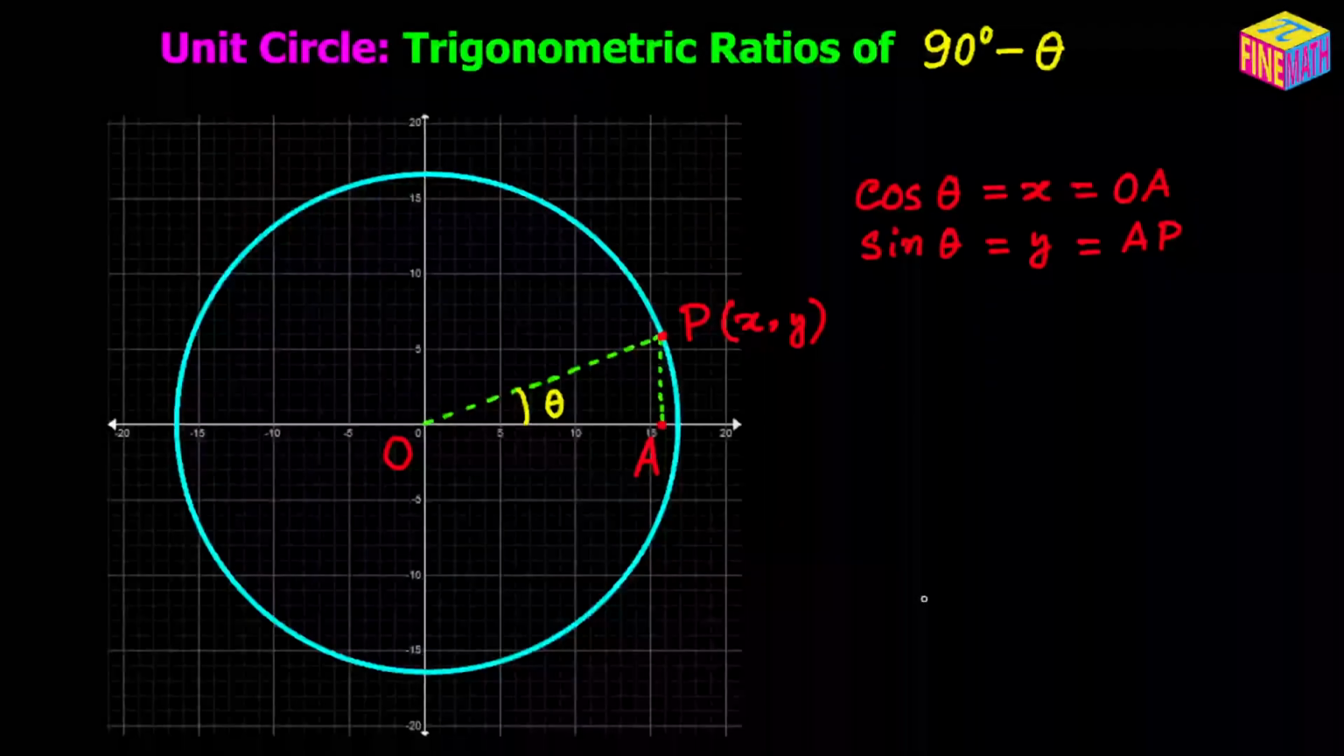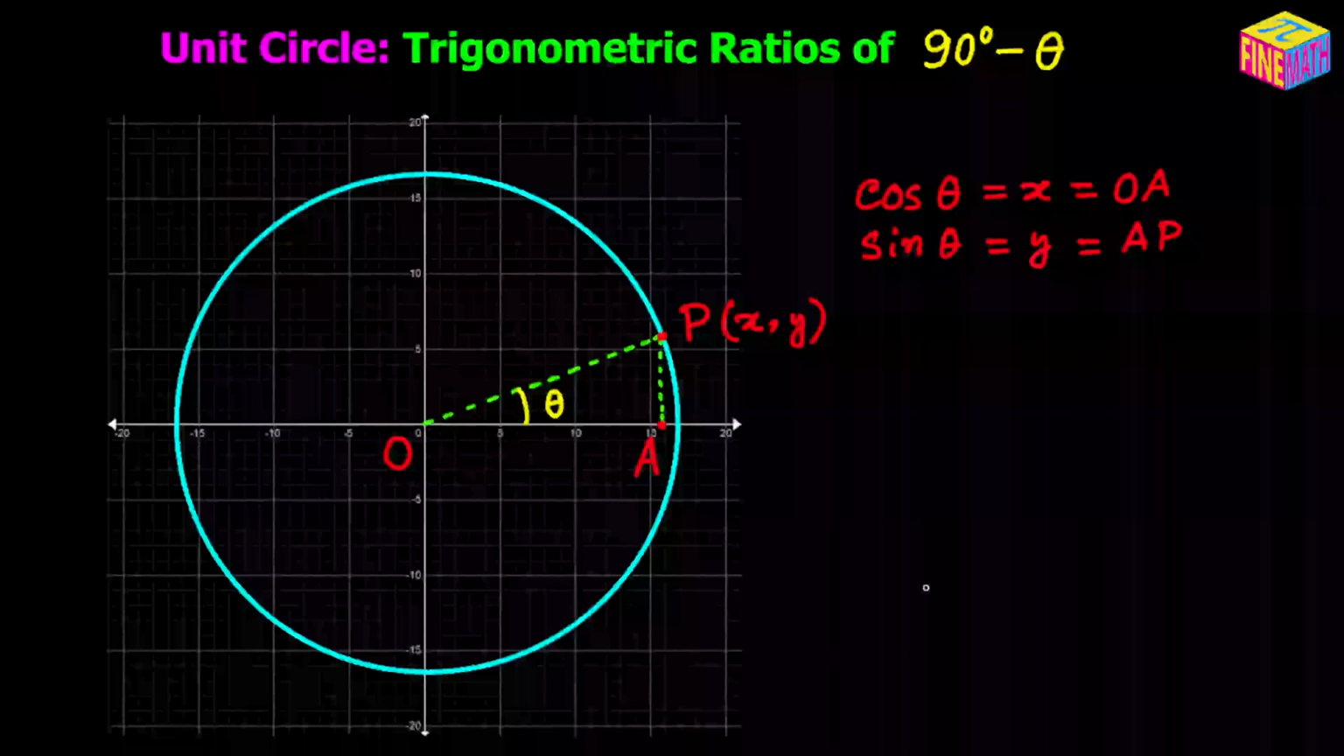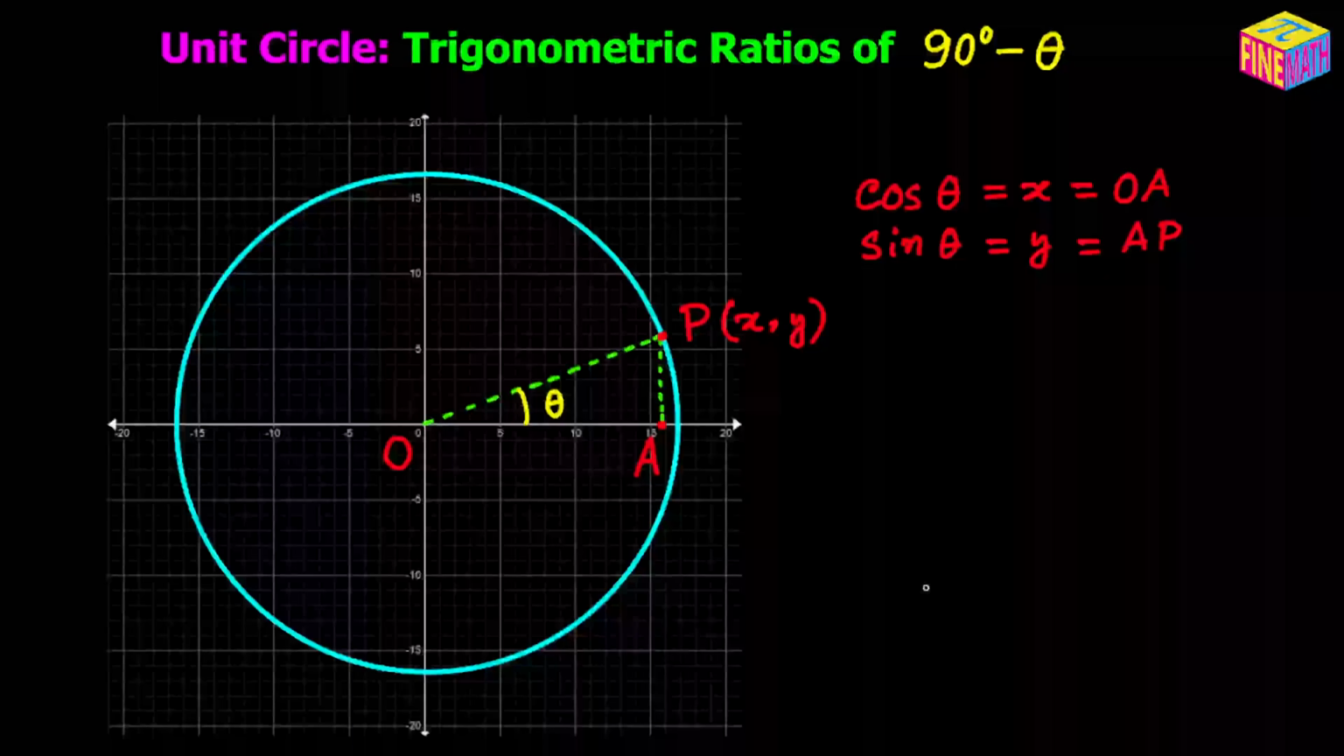Hi everyone. In this video, we are going to discuss how to calculate the trigonometric ratios of angles like 90 degree minus theta, right? That's like a complementary angle. I have already created a video on the concept of unit circle and the concept of trigonometric function, and we are going to use the same concept here to derive the trigonometric ratios of such angles.